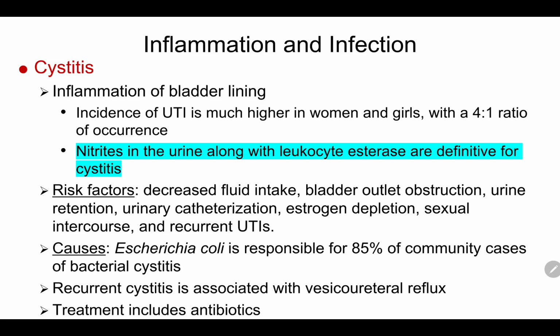When we look at further inflammation and infection, specifically inflammation of the bladder lining, the cystitis, right? This is where we're going to have nitrites in the urine. Okay, so you got to remember that about cystitis. So you're going to have nitrites in the urine along with leukocyte esterase. These are going to be indicative of cystitis, right? Inflammation of that bladder lining. Okay, so you got to remember that.